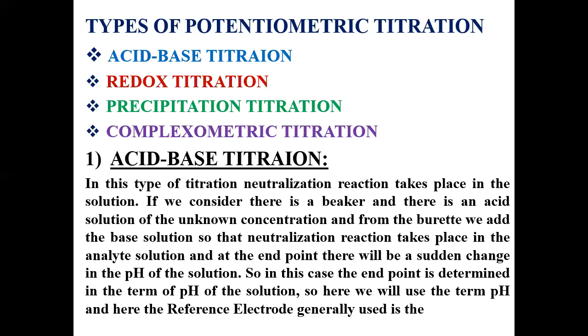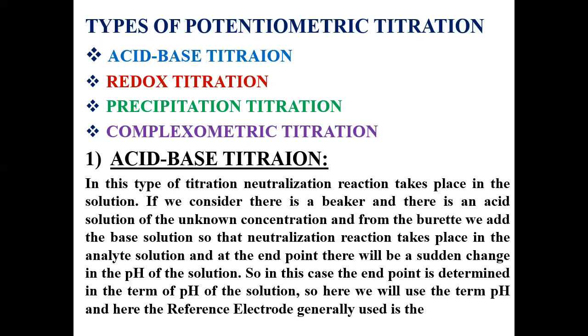In acid-base titration, as is clear from the name, a neutralization reaction takes place in the solution. If we consider a beaker with an acid solution of unknown concentration, and from the burette we add the base solution, so that the neutralization reaction takes place in the analyzed solution, then at the end point there will be a certain change in the pH of the solution. So in this case, the end point is determined in terms of the pH of the solution. So here we will use the term pH.